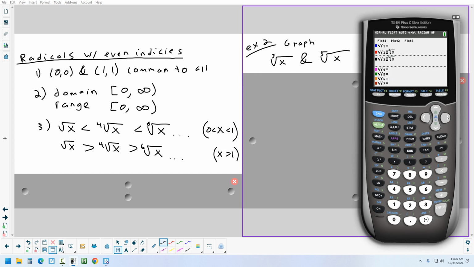How are you typing in the fifth root? You put in the 5 first, and then math, and then option 5. Oh, okay.